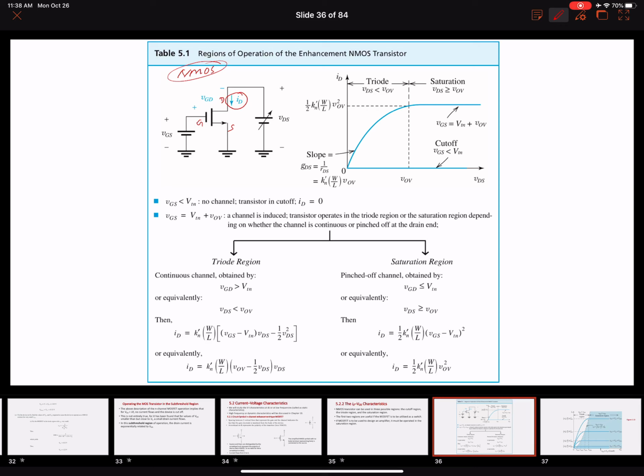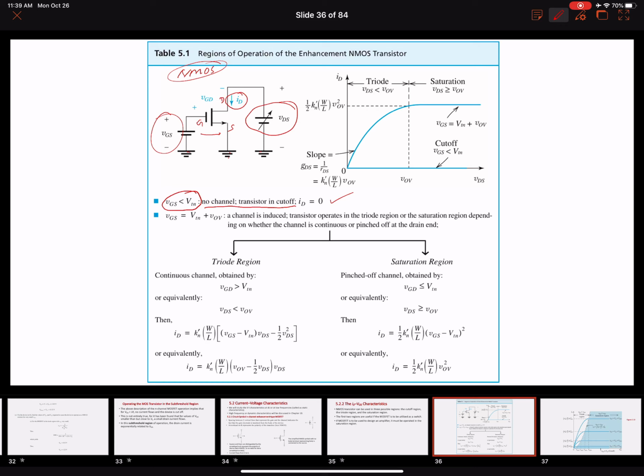So I will apply a gate to source voltage in between the gate and the source terminal. Then I apply a drain to source voltage in between the drain and the source terminal. I kind of bias this transistor. We know that when the gate to source voltage is less than the threshold voltage, no channel is induced, the transistor is cut off, and the drain current is zero. We discussed that multiple times.